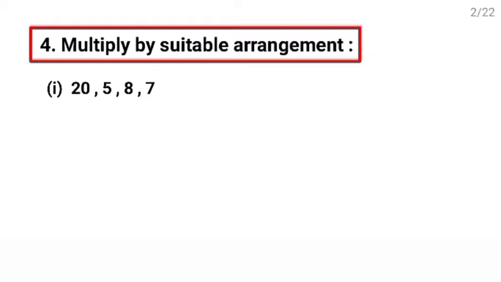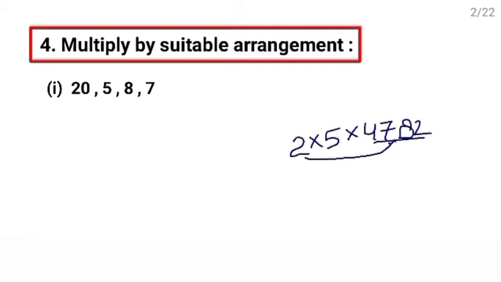Students, why do we multiply numbers by suitable arrangements? Because it reduces our calculation time. It makes our calculation easy. For example, we have 2 multiply 5 multiply 4782. It is very time consuming to multiply this 4782 by 2 and by 5.